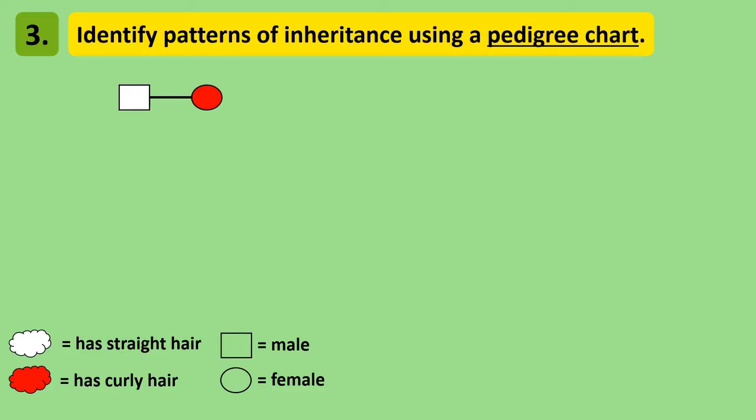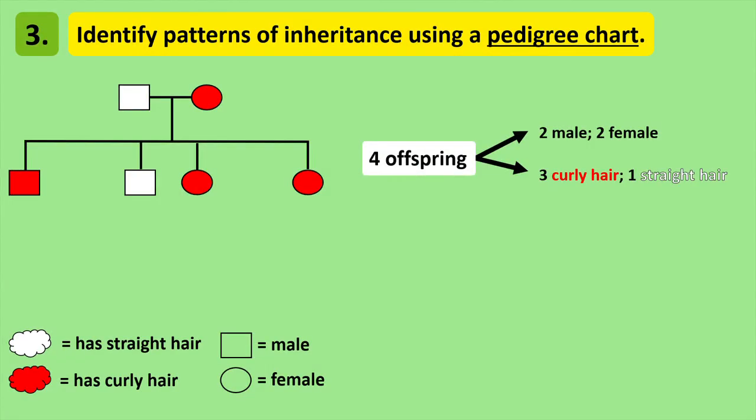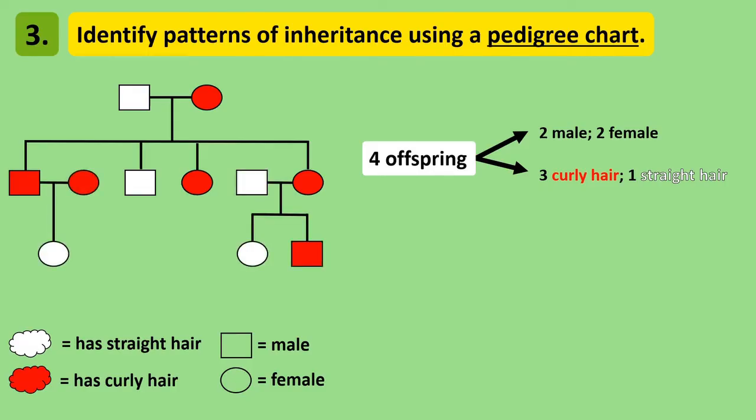The horizontal line linking these two tells us that they're a couple who have offspring. In total, they have 4 children, and we can tell that they are 2 males and 2 females, with 3 having curly hair and 1 having straight hair. Hair type can be tracked down to the 3rd generation, and out of these 3 grandchildren on the chart, 1 has curly hair and the other 2 have straight hair.